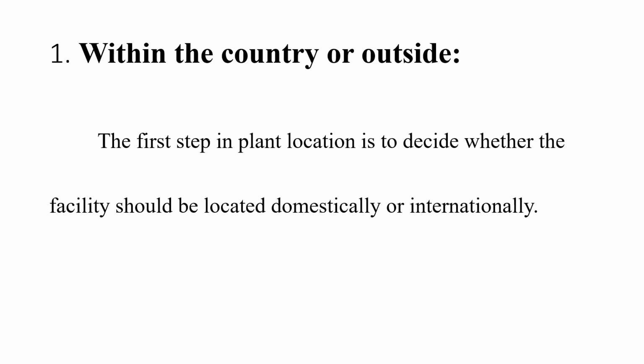The first step is choosing the plant location within the country or outside the country. The management has to choose a particular country depending on certain factors. Those are political stability, export and import quotas, currency and exchange rates, cultural and economic peculiarities, and natural or physical conditions. Based on these factors, the management has to choose the country.